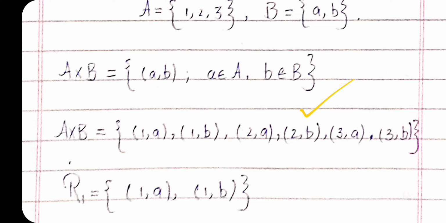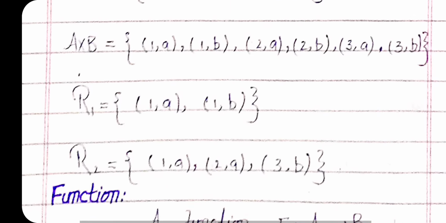The first relation is R1 and the second is R2. Here are two relations. We consider any two subsets of the Cartesian product; these are called relations. Now we move towards the function.